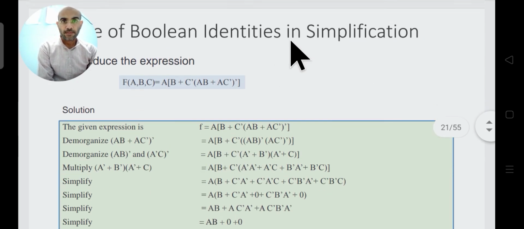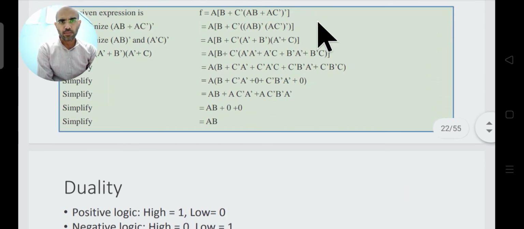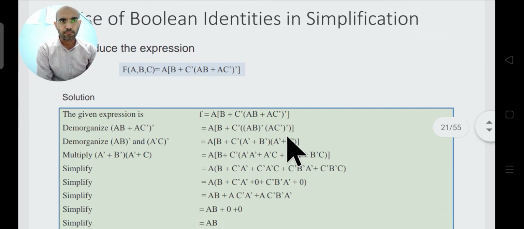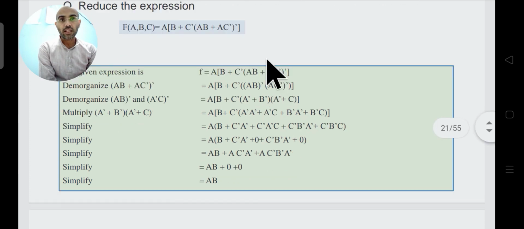So let's see the other example. You can take any number of examples to solve any Boolean expression. Whatever Boolean expression I solve in this lecture, whether by the K-map method, the Boolean expression method or the tabulation method, you can use any of the methods to solve that problem. It is your choice. Here we are solving with the help of Boolean identities. Later on I'll explain it with the other methods.